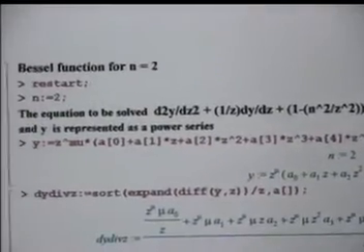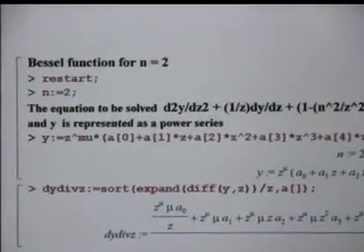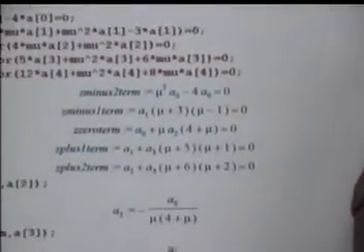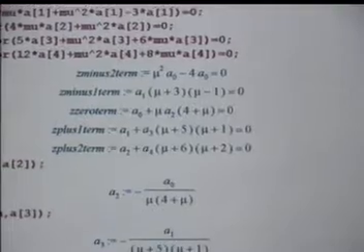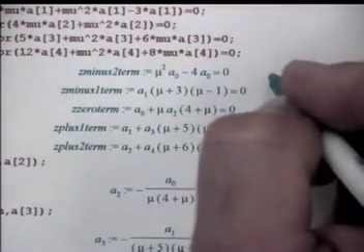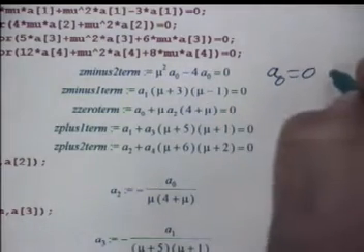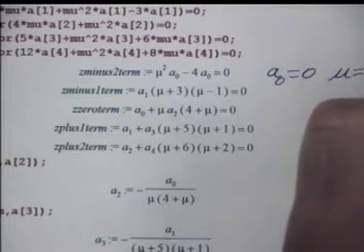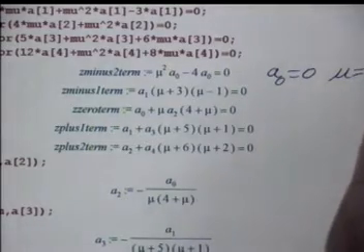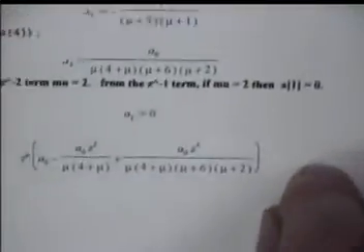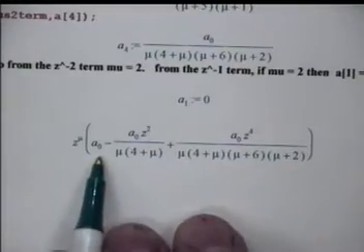Now here's n equals 2. Again, you follow through the same thing we were doing for n equals 0 and n equals 1, and you go through the process, and you come to this condition. And again, we have a choice: A0 could be equal to 0, or mu could be equal to minus 2, or equal to plus 2. And again, for the same reasoning, down here, A0 better not be equal to 0.